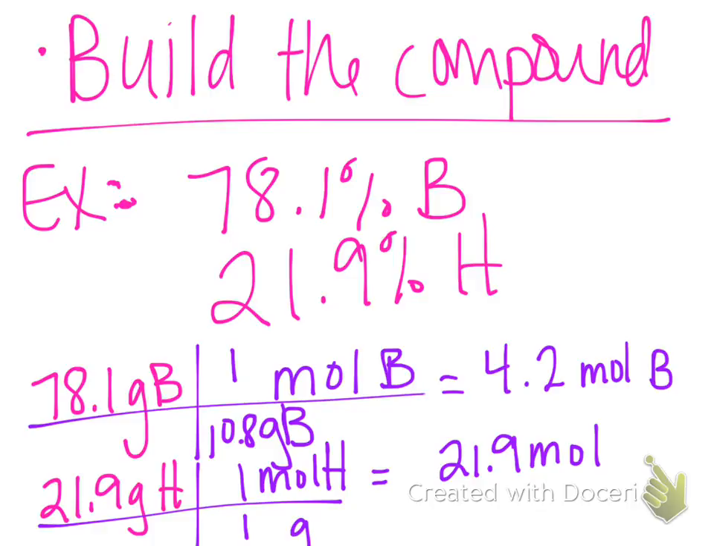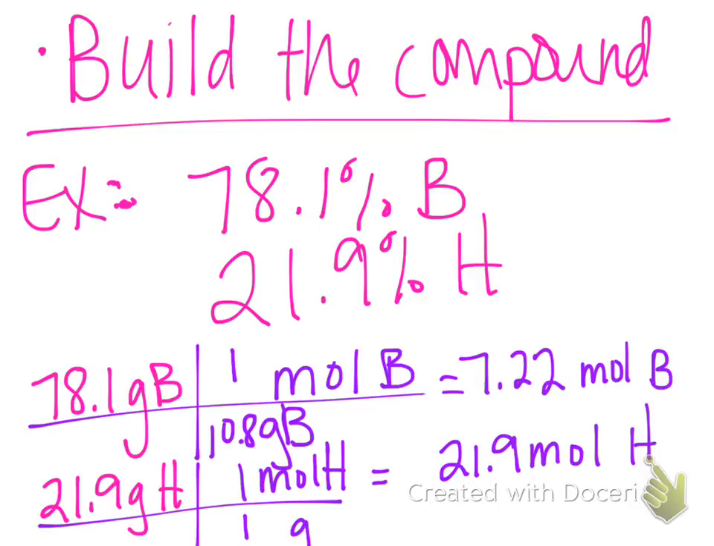moles. This doesn't seem right. 4.2 does not seem right to me. Try 78.1 again, divided by 10. I didn't look at that very closely. We should have a higher number there. 7.2. I'm sorry. Okay, there we go. Yeah, so that looks a little bit better. 7.22 moles and 21.9 moles of hydrogen. So we've got both of our elements in moles.